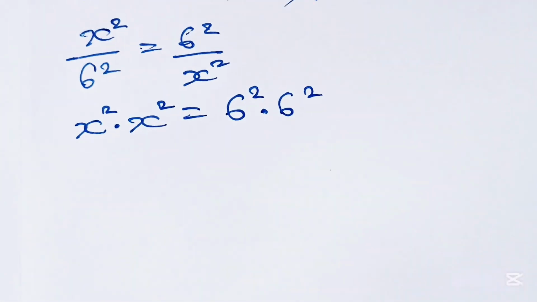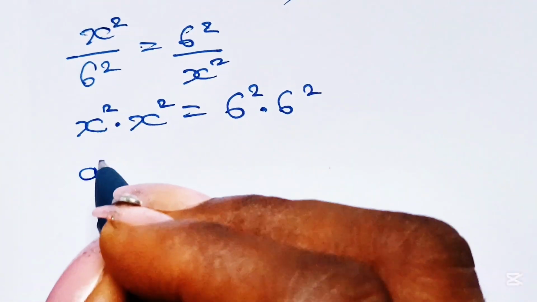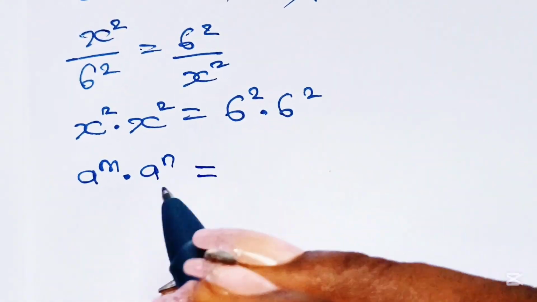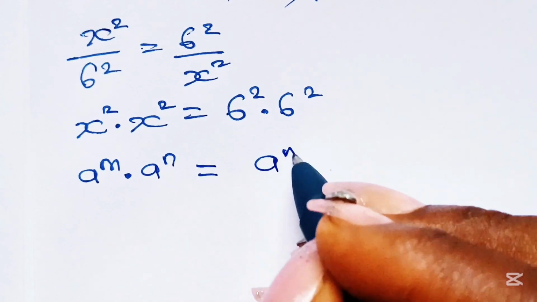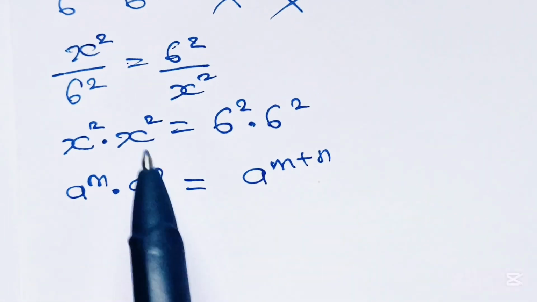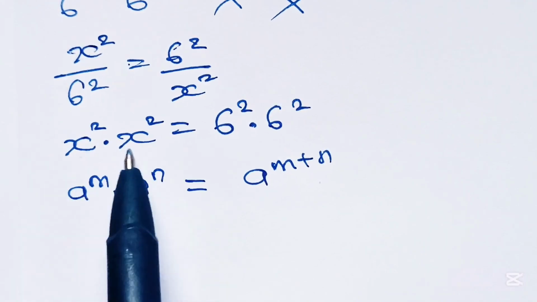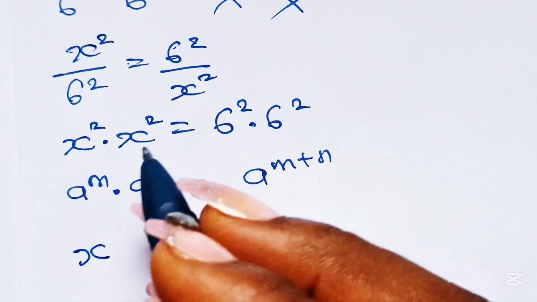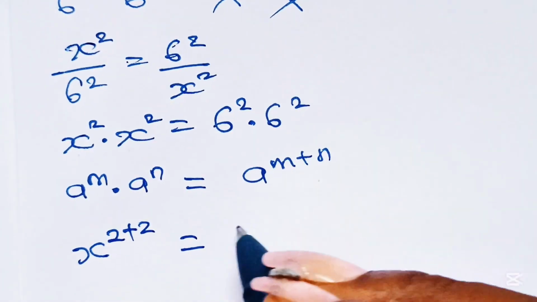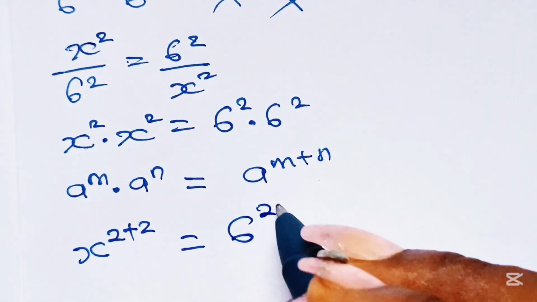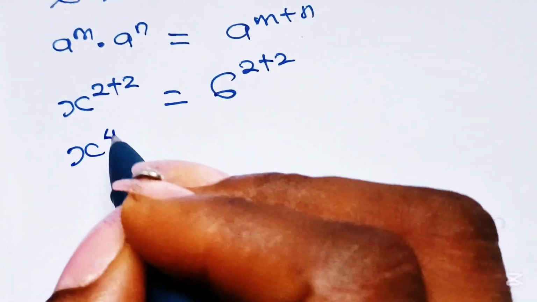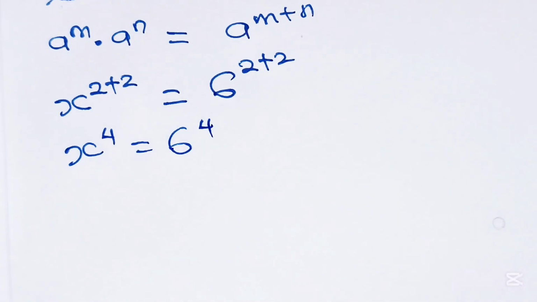Okay, now recall that when you have a to the power of m multiplied by a to the power of n, this is equal to a to the power of m plus n. That simply means that since they have the same base, we pick one base, which is x, and we add the powers, which is 2 plus 2. And for the right hand side, we pick one base, which is 6, and we add the powers, which is 2 plus 2. So what we have now is x to the power of 4 is equal to 6 to the power of 4.